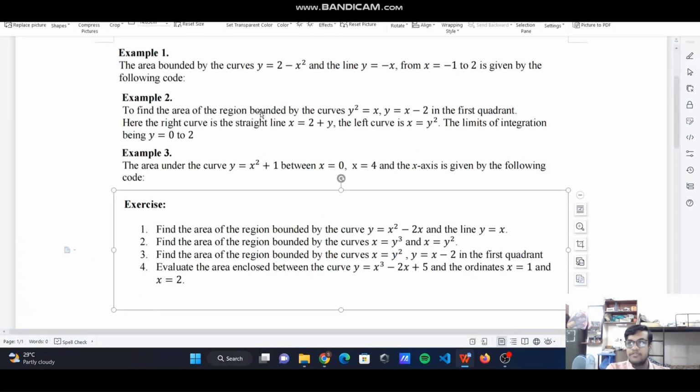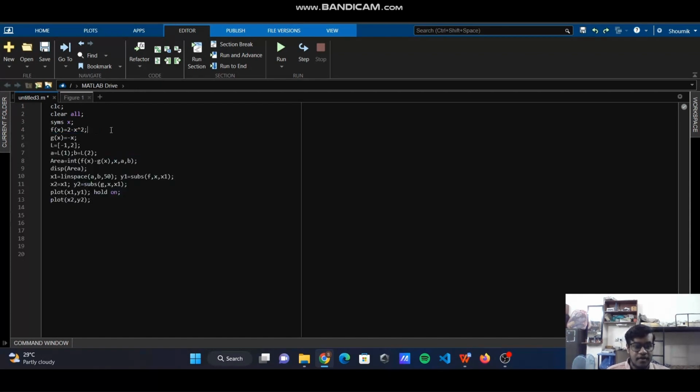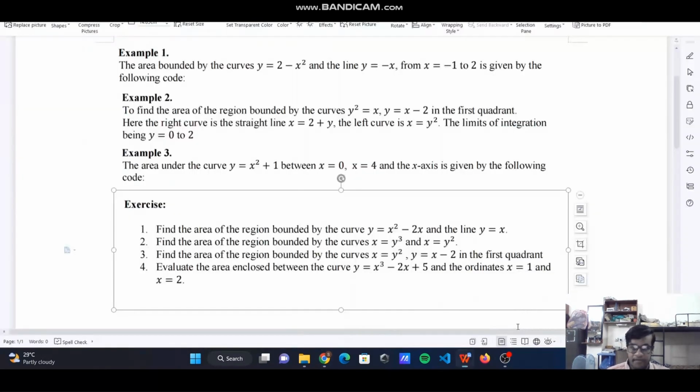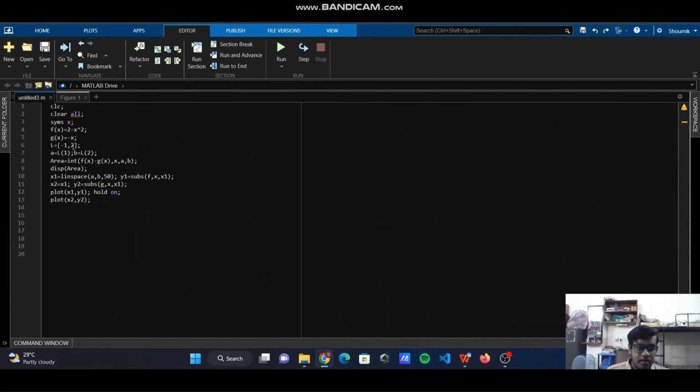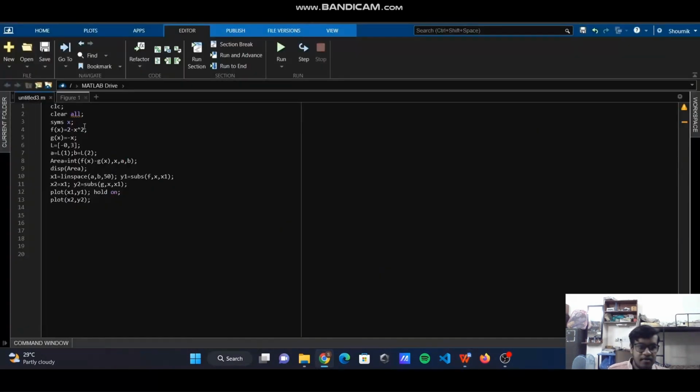x square minus 2x equal to x. So x square equal to 3x. x is from 0 to 3. Basically, it's just the same code as every last one. We know the limit is 0 to 3, so first we will replace the limit with 0 to 3. f of x is x square minus 2x and y equal to x.